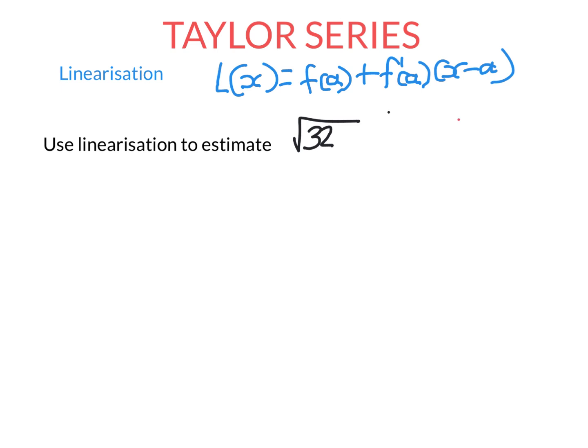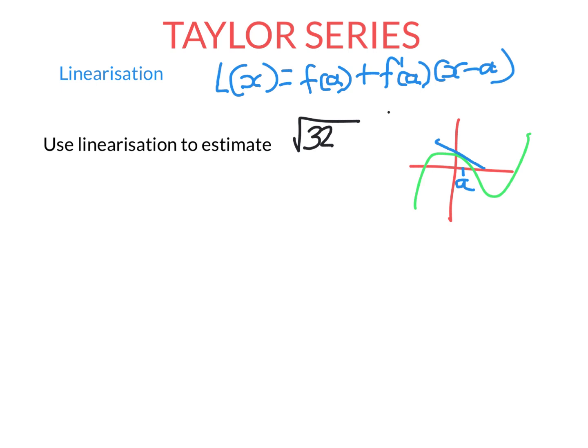So what's happening here? We will have some function here, might look like this, and we have some point a, and we're approximating the curve with a linear function at that point. And hopefully you see this formula looks a whole lot like the equation of a tangent formula.